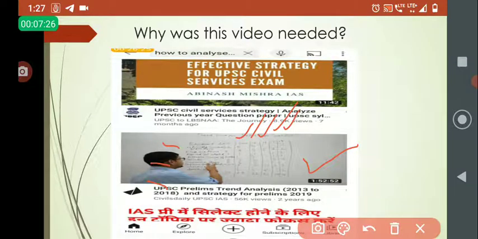So this gives you a half basis, that okay, 10 or 15 questions come from polity, 15 from environment, and 4 questions from geography. So you know which subject you have to give more importance and which less importance. But does this solve the problem?